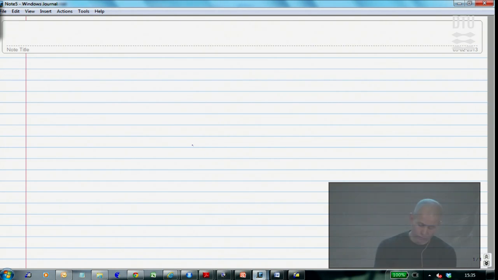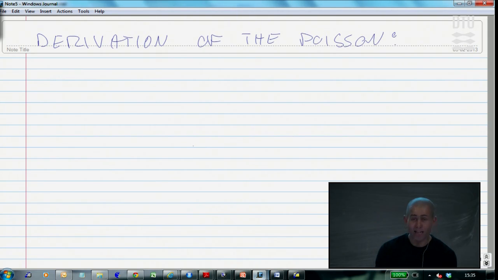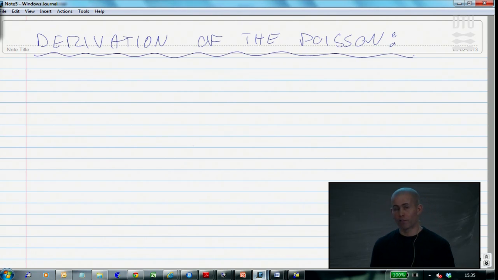Okay, let's try to derive, at least I'll sketch a derivation of why the Poisson probabilities actually look as they look. That's something we may just take as a matter of fact, but let's try to touch on why that actually comes out like that.